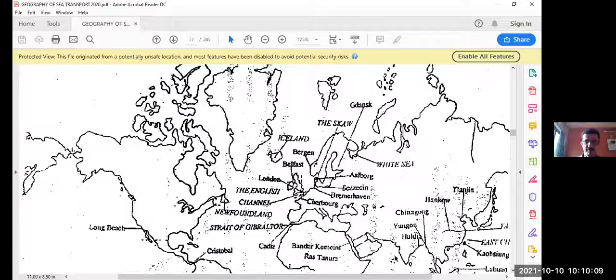So how do I do it? I go to the question set of E. I see that and I try to locate that particular name in the map and then mark it in my map in front of me. Have you understood how to do the map work?